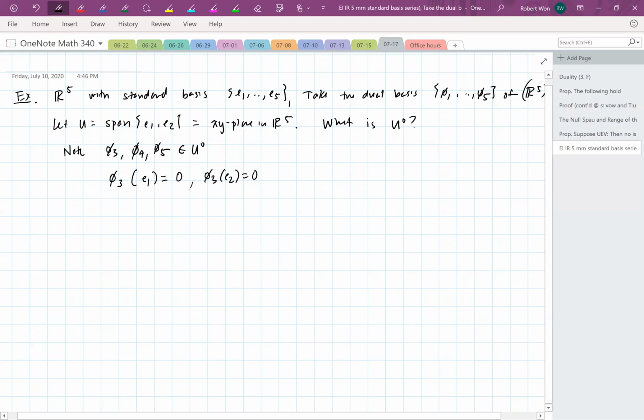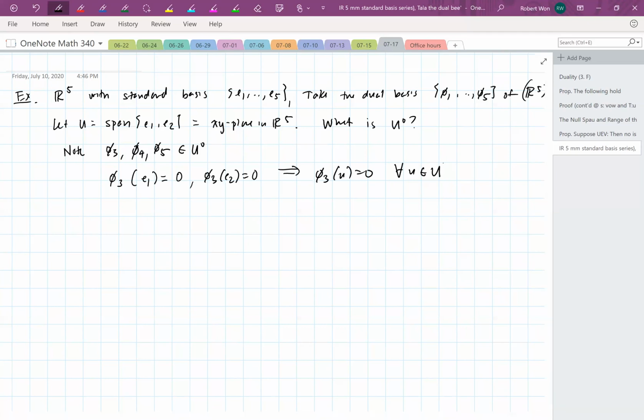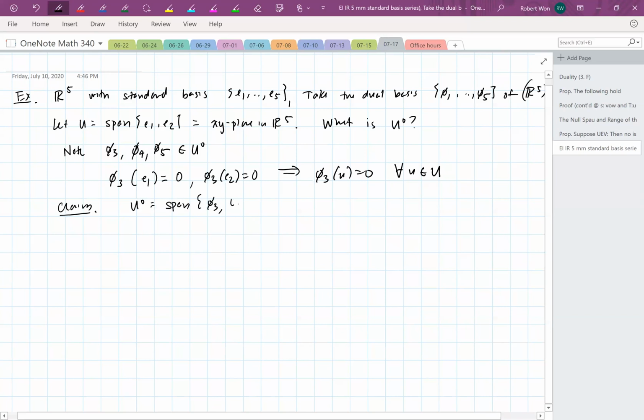By definition of the dual basis, phi 3 is 0 on E1, E2, E4, E5, and it's a 1 on E3. But if phi 3 is 0 when you plug in E1 and when you plug in E2, it's 0 when you plug in every linear combination of E1 and E2. So phi 3 of U equals 0 for all U in U. Same for phi 4 and same for phi 5. So at least we have 3 linearly independent elements of the annihilator. But the claim is that actually the annihilator is just the span of these 3 dual basis vectors.